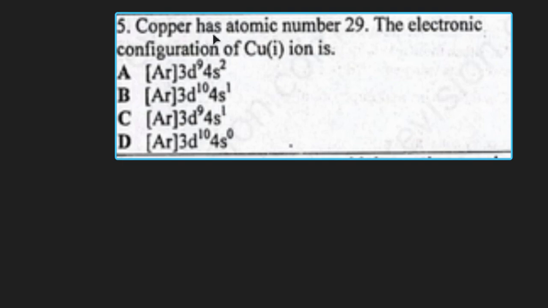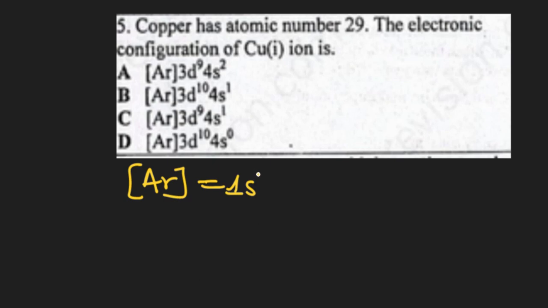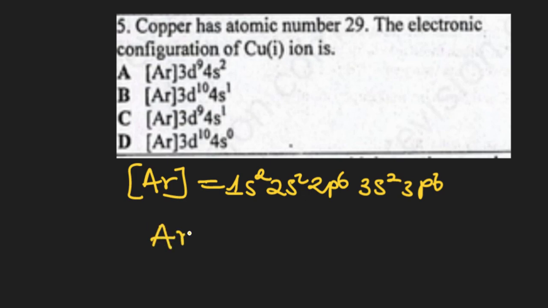Question number 5. Copper has atomic number 29. The electronic configuration of copper 1 ion is... It means that copper has lost 1 electron. So argon core is represented as 1s2, 2s2, 2p6, 3s2, 3p6. So this is a representation of the argon core. And for copper, since it has atomic number 29 and has lost 1 electron, it ends up having 28 electrons. So we're going to have the argon core now going to the 3d and going to the 4s. Now, what is going to be our filling here?